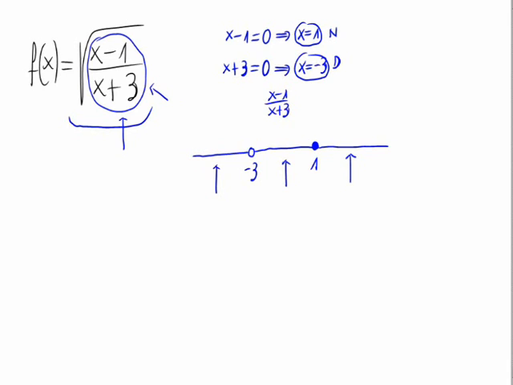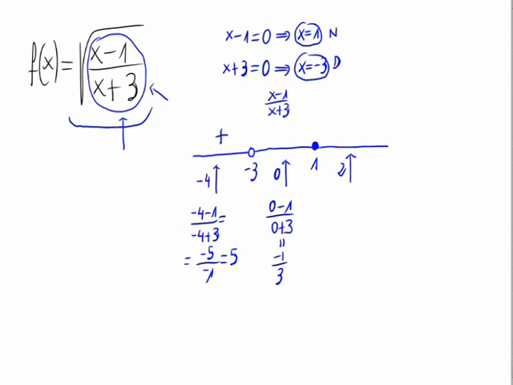So now what we have to do is think of a number in each interval. Let's try with the easiest ones. Smaller than minus 3 would be minus 4. Between minus 3 and 1 it could be 0, and bigger than 1 we're going to try with 2. Substituting the minus 4 in the fraction, we have minus 4 minus 1 divided by minus 4 plus 3, and this is equal to minus 5 divided by minus 1, and that is plus 5. So the sign is positive for this interval.